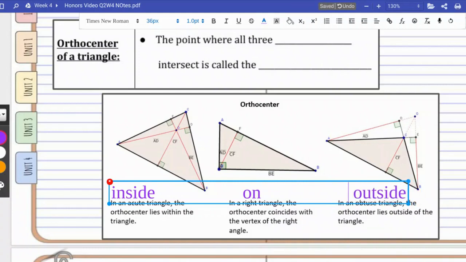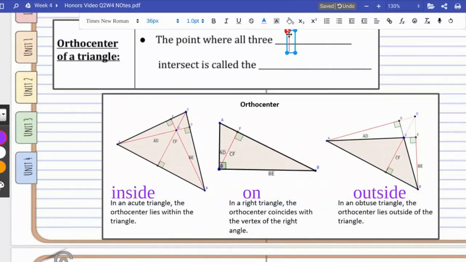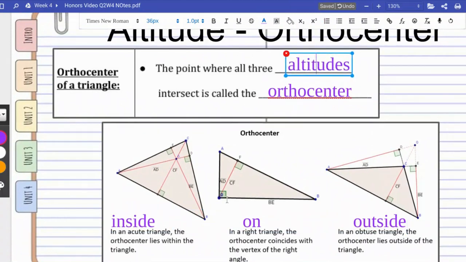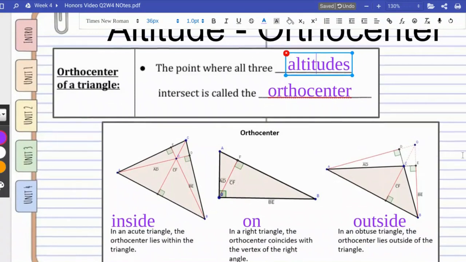So you got to figure out what type of triangle you have, and it's going to depend where the altitudes go. Okay, the point where all three altitudes intersect is called the orthocenter. So if you look at my pictures, the orthocenter could be inside the triangle, on the triangle, or outside the triangle, depending on what type of triangle you have.